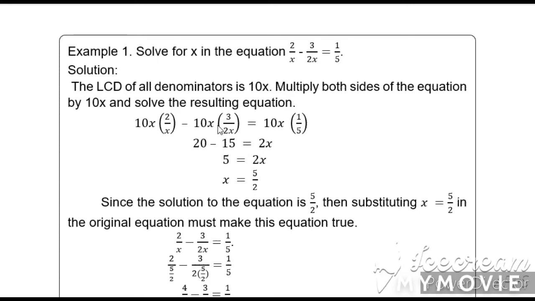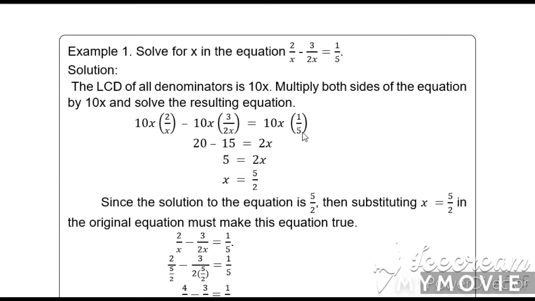Minus, again x can be reduced. x divided by x is 1. So 10 divided by 2 is 5. 5 times 3, that is 15. Copy the sign, negative or minus. 20 minus 15 equals 10x times 1/5.